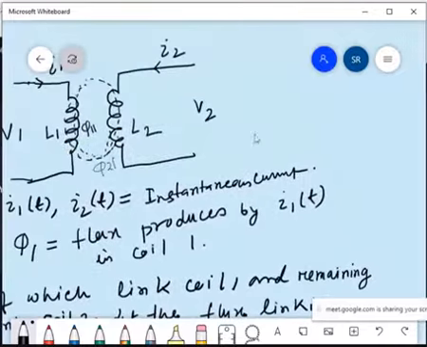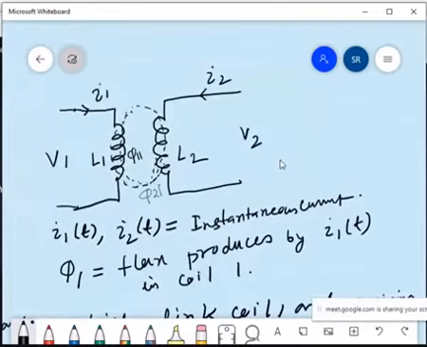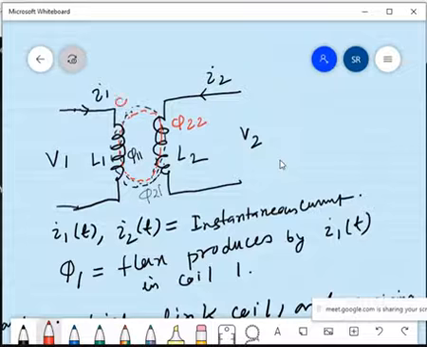When the second coil, what we can see is the flux produced by this current I2, I'm drawing as red. Now this flux linking to this coil is phi 2 2. Now this total flux is phi 2, and part of this flux is linking to coil 1, which is phi 1 2. Clear?